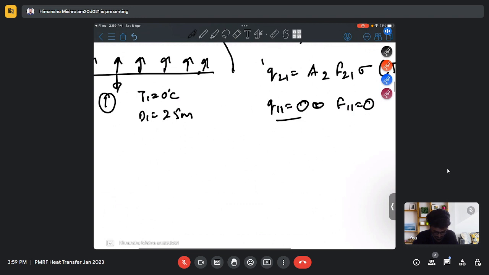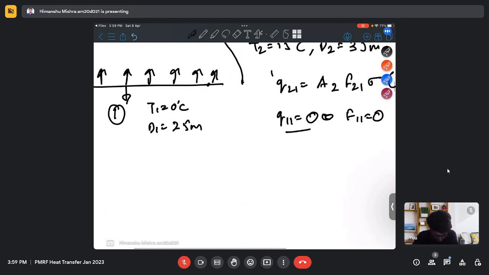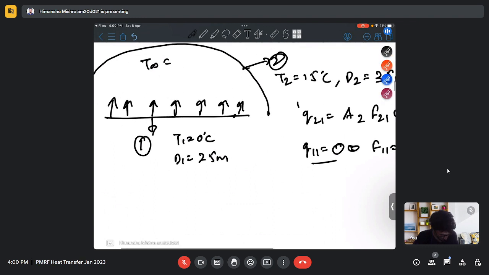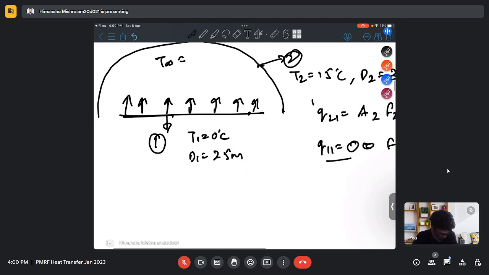So this is 0. So we need to find the shape factor F21. So we know something about shape factor F at surface 1. Then from the summation rule.